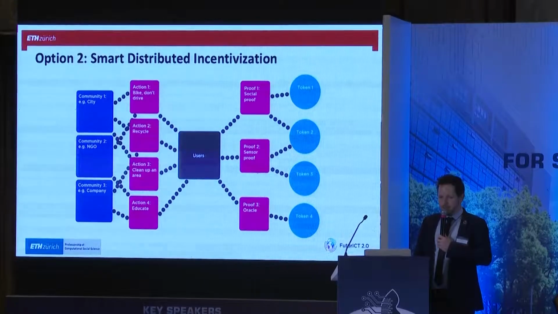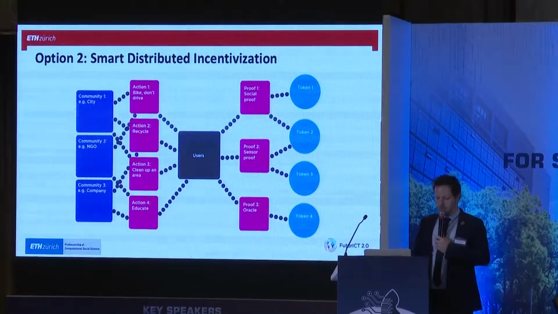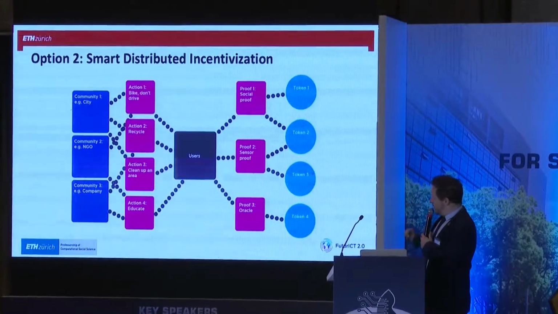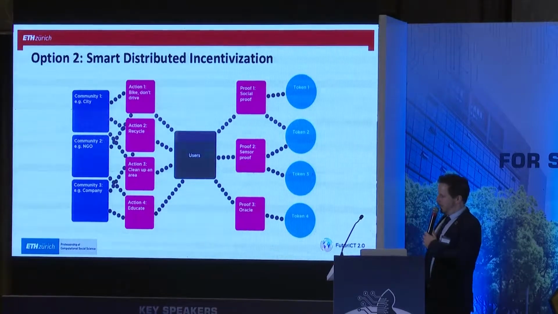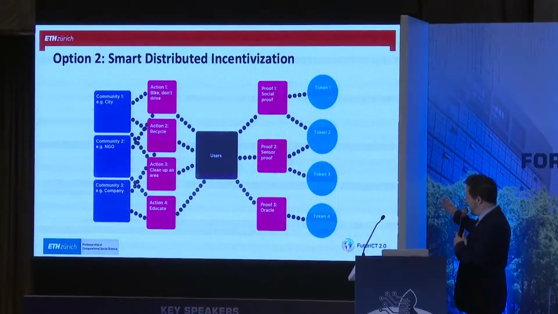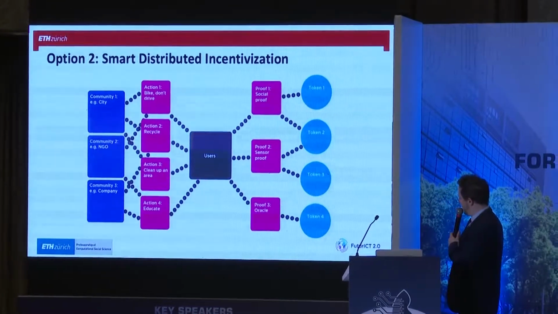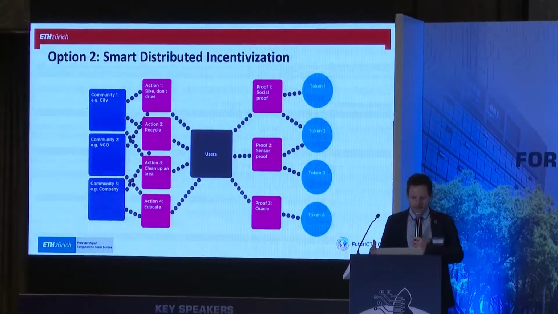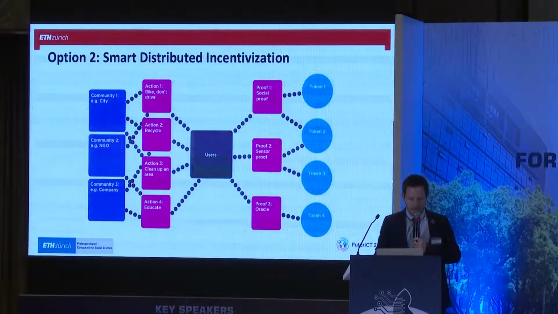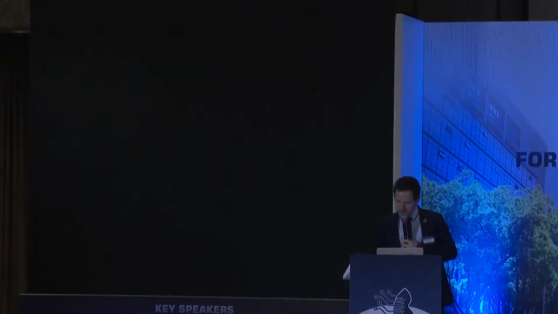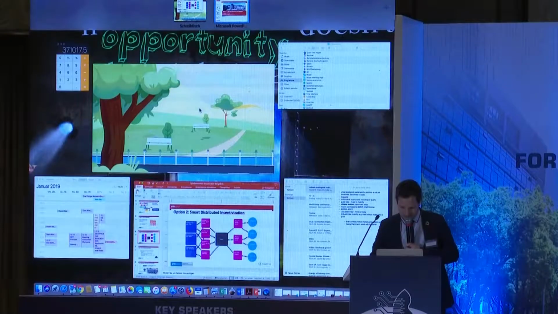We say no, we need a different option, and this is what we call smart distributed incentivization. It's really about having communities like cities, NGOs, and companies that can define actions they want to support, and then users being able to prove these actions through either social-based proofs, sensor-based proofs, or oracles. When they can prove their action, they would get tokens they can afterwards use for specific measures. I have a short video about this that I would like to show to you.